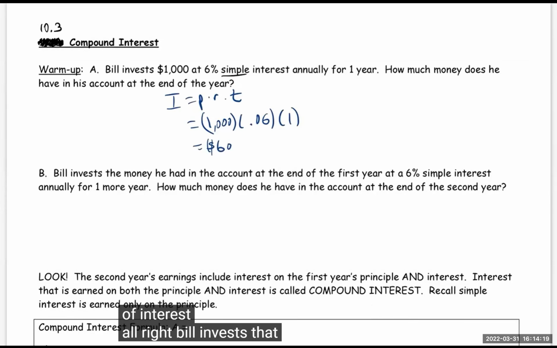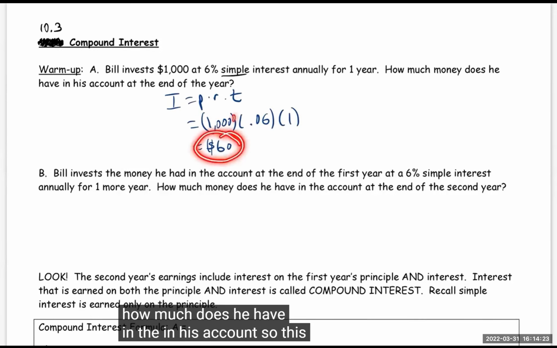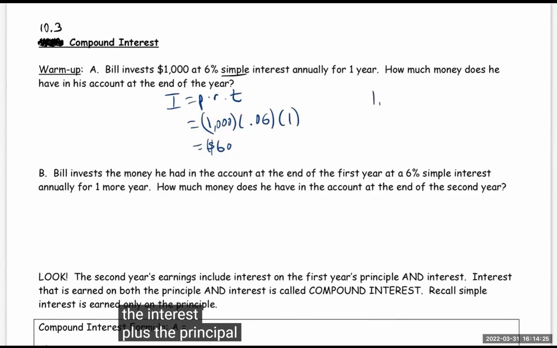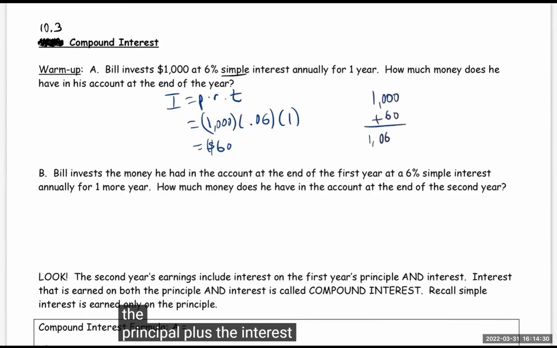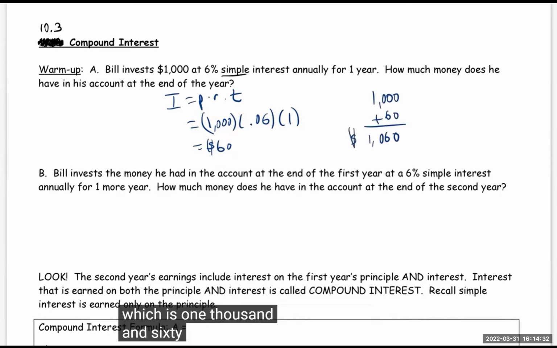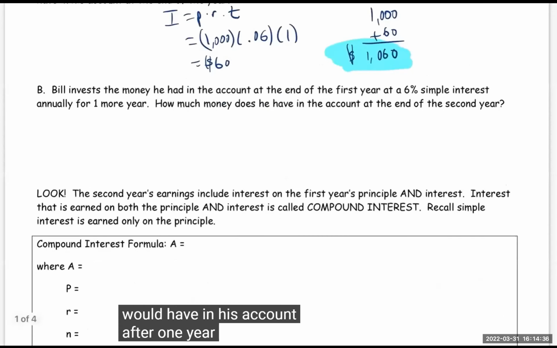Bill invests that money. Also, how much does he have in his account? So this is just the interest plus the principal. So don't forget to do the principal plus the interest, which is $1,060. That's how much he would have in his account after 1 year.